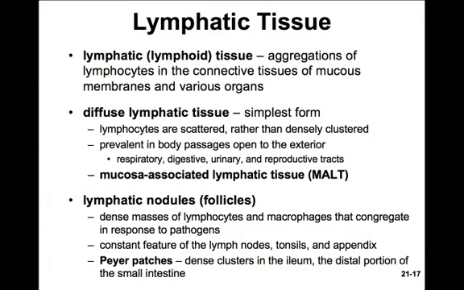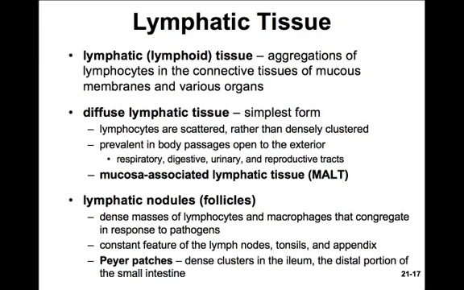So now that we've explored the vessels of the lymphatic system as well as the cells of the lymphatic system, let's take a deeper look at the various lymphatic tissues and lymphatic organs. Lymphatic or lymphoid tissue is aggregations of lymphocytes in connective tissues of the mucous membranes and various organs.